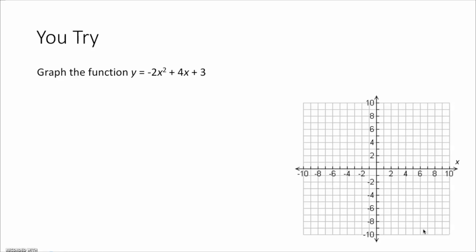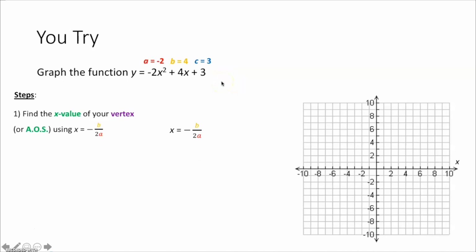You try. Okay, here we go. Doing the same thing. So step 1, we want to find the x value of the vertex. Here we have an a of negative 2, a b of 4, and a c of 3. We plug the a and the b into our axis of symmetry formula. 4 goes in for b, and negative 2 goes in for a. We then simplify this. 4 over 2 times negative 2 is going to be negative 4, and this negative cancels out with that negative, so we end up just getting 4 over 4, which is 1.